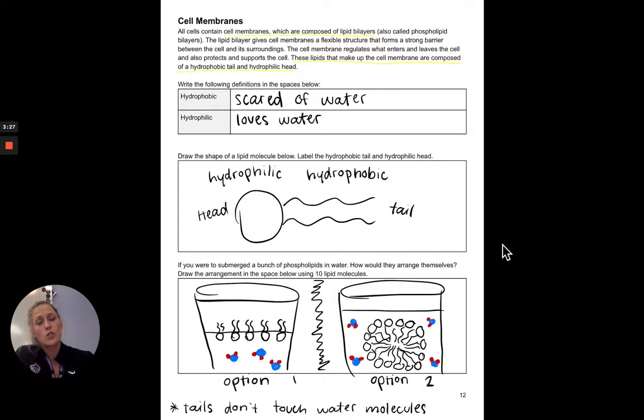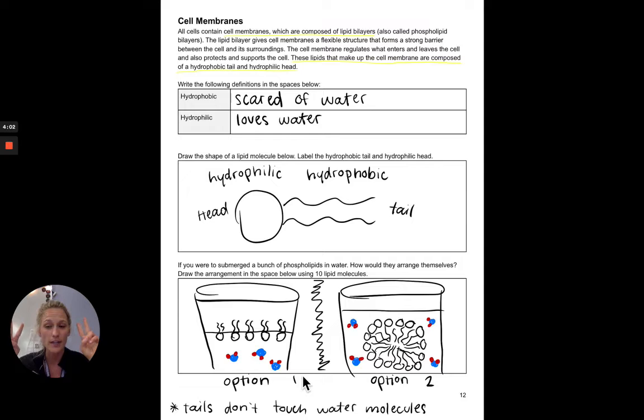It says if you were to submerge a bunch of phospholipids in water, how would they arrange themselves? Draw the arrangement in the space below using 10 lipid molecules. There are two different options here of what could happen. So let's say we throw a bunch of lipids into some water. If they weren't completely submerged underneath the surface, it's most likely that our lipids would arrange themselves as option 1 here. So in option 1, we've got the heads underneath the surface of the water with the tails sticking out.